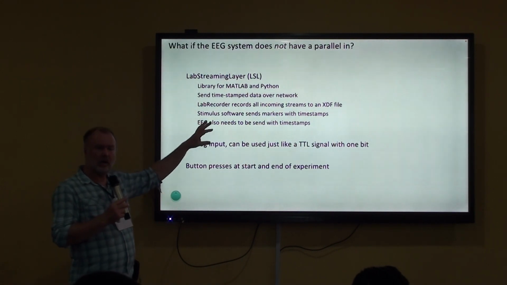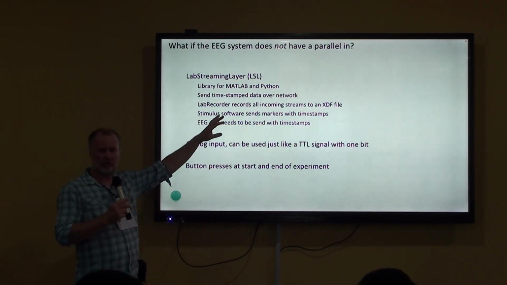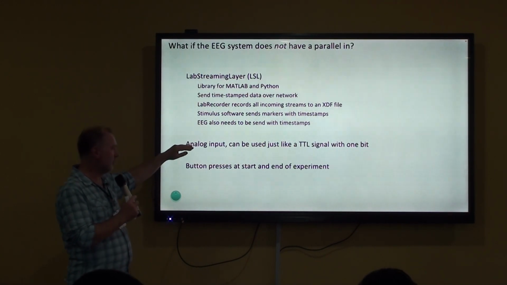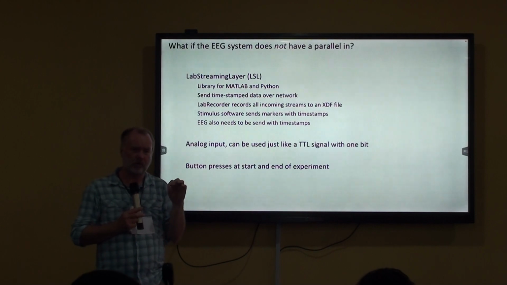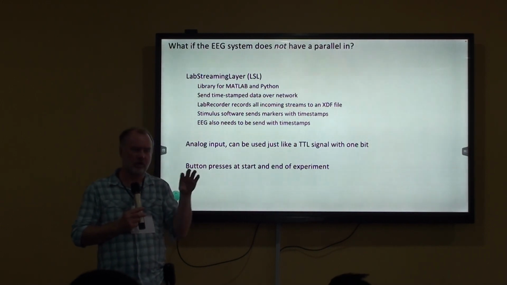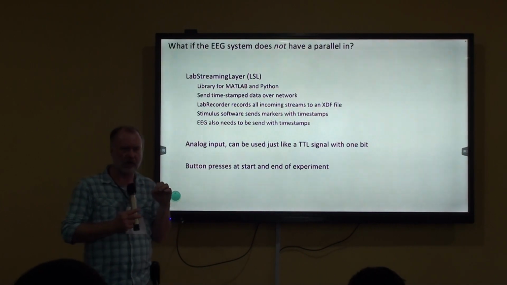So lab streaming layer supports a lot of amplifiers, but if your amplifier is not one of them, then you might be able to use an analog input. Some amplifiers have an analog input, and if you just use some resistors to make the voltage smaller, you can put an analog input into the amplifier.